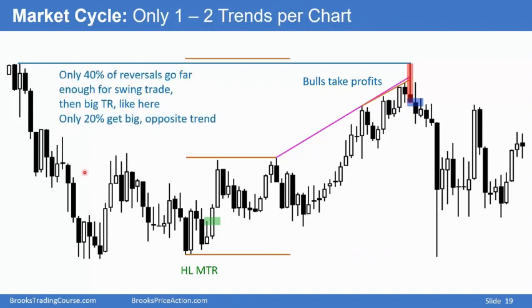Whenever you have a major trend reversal, here we have a bear trend, bull breakout, higher low, major trend reversal. 40% of the time, you'll get a swing trade like this. And most of the time, the swing trade results in a big trading range. It evolves into a trading range. Only 20% of the time, you get a big trend out of a major trend reversal. You can get the end of the bear trend. 40% of the time, you'll get a swing up. 20% of the time, the swing will become a big bull trend. But 40% of the time, you get a swing up and then the evolution into a big trading range.